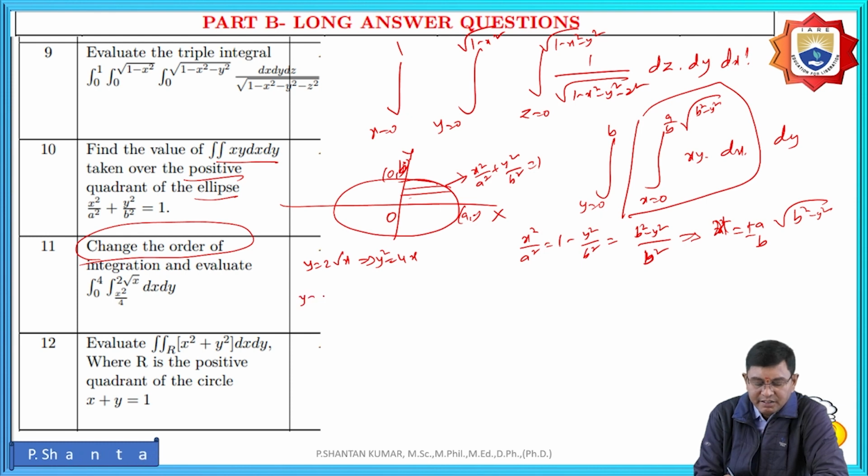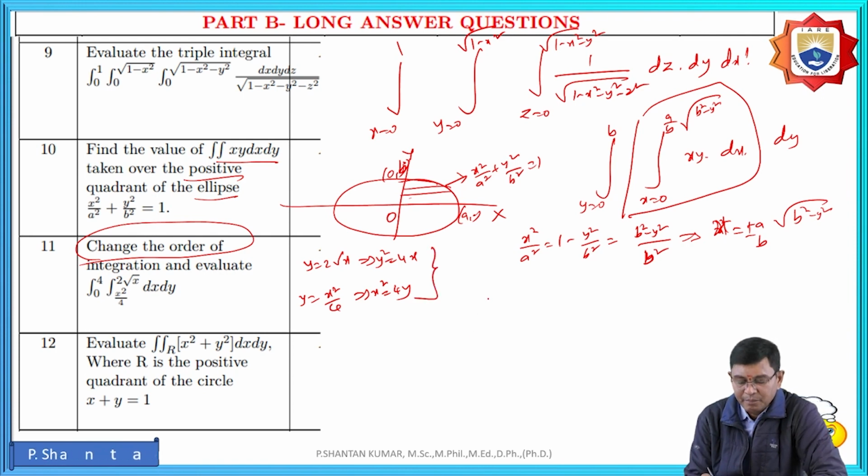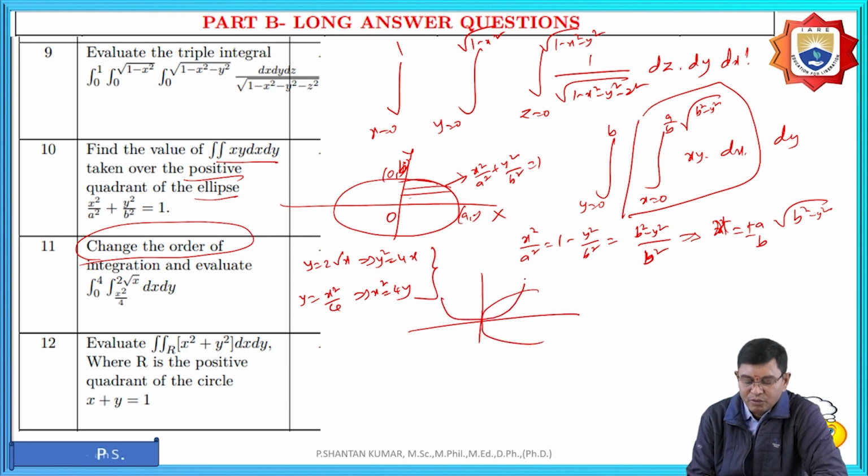And again, the second curve is given, y is equal to x square by 4a, that is nothing but x square is equal to 4y, is a condition. Based upon that, we need to draw the diagram. Both are parabolas, y square is equal to 4x, and again x square is equal to 4y are the conditions. Here the intersecting points we need to find out.